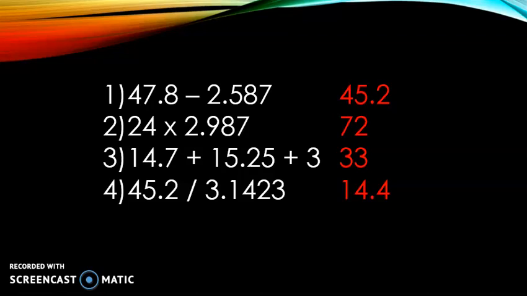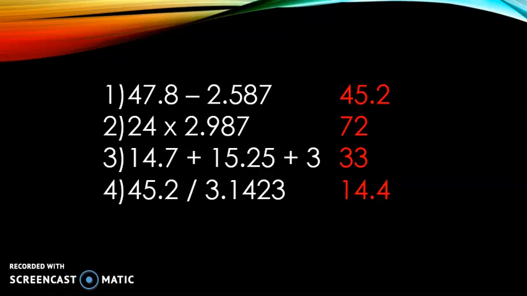Finally, problem number 4, we're back to division. We have to look at the total number of significant digits. 45.2 has 3 sig figs. 3.1423 has 5 sig figs. Well, we have to take the fewest, that's 3 sig figs, and that gives us a final answer of 14.4.